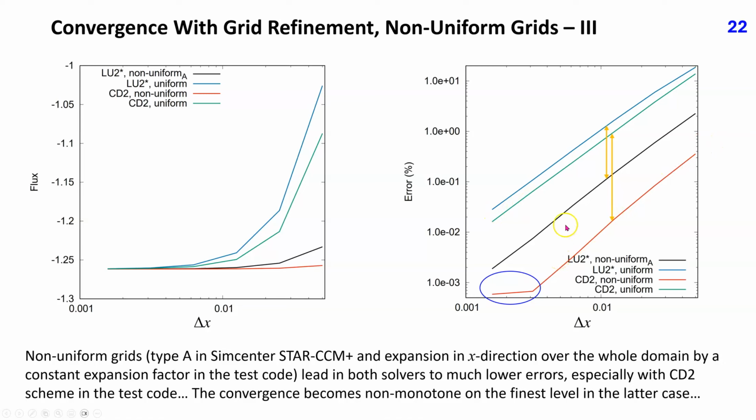However, errors are one order of magnitude or more lower on non-uniform grids than on uniform grids. Note that the non-uniform grid in the test code, labeled CD2, is different than the grid in Simcenter STAR-CCM+, labeled LU2 star. It is finer near west boundary, which leads to lower errors.